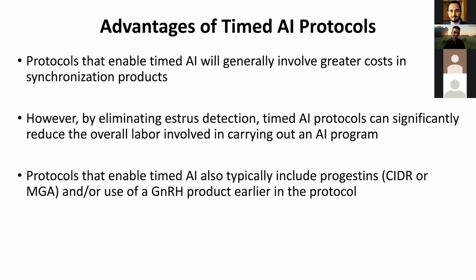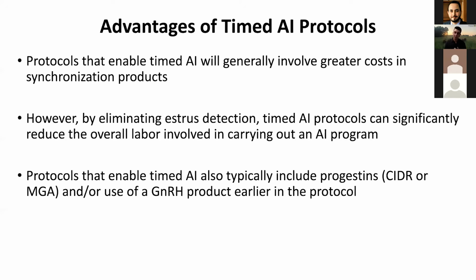and that is that protocols that enable timed AI are also typically going to involve the use of a progestin product, so something like a CIDR or melengestrol acetate, which is a feed additive. And those progestin products are some of our most powerful tools in synchronization systems because we can induce, to some degree, cyclicity in cows that have not started cycling again yet, and in heifers that haven't reached puberty. It's not 100% effective, but we can get a large proportion of those animals actually induced to start cycling.